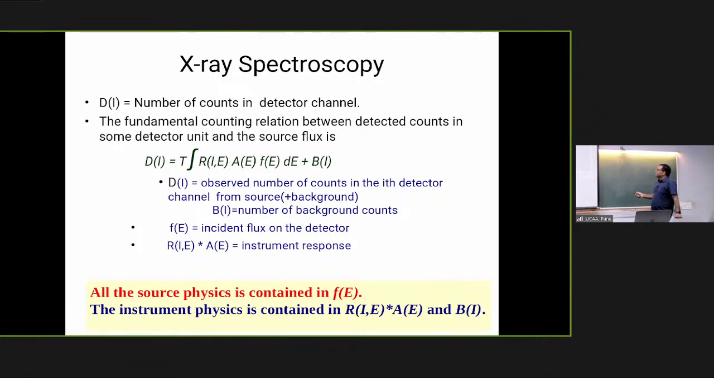According to this equation, all the source physics is contained in F(E), flux as a function of energy. That's the physical spectrum, so all our astrophysics, the spectroscopy, is here. And all the instrument physics is in this instrument response. So if our aim is to understand the spectrum of the source, it requires a very good understanding of the instrument physics, which is in the instrument response.